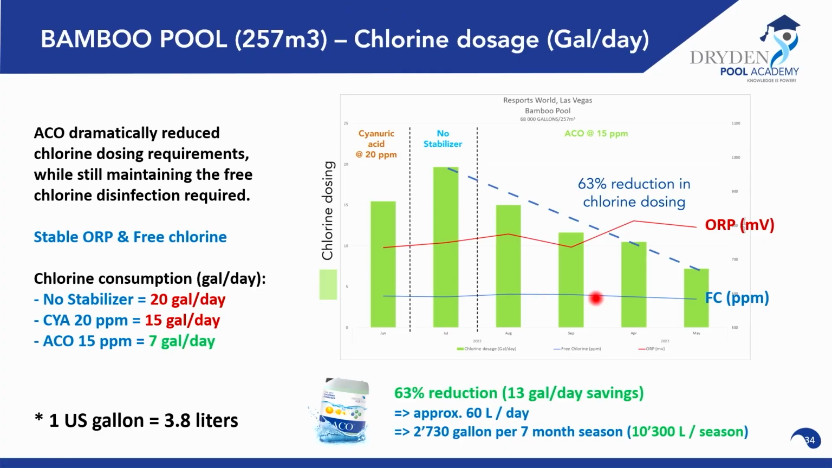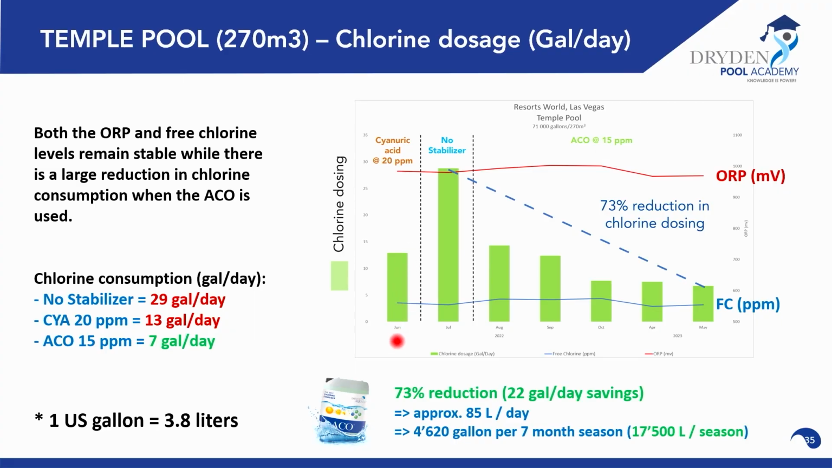So very good results, very good savings, 63% reduction in this chlorine dosing, while maintaining a stable ORP and a stable free chlorine level. A bit the same situation with the next one, the temple pool. Yep, so the temple pool here, same chart as we saw in the previous slide. So the first column here, we've got the cyanuric acid. So this was around 13 gallons per day.